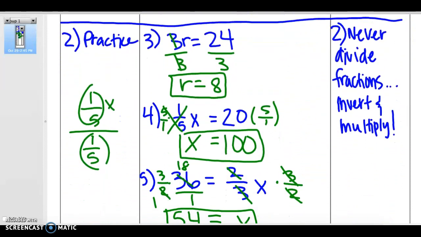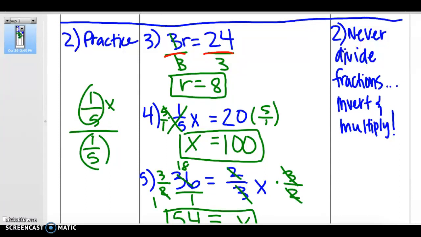So over here, what is the first thing we need to do? Get the variable alone. So for example, in this problem number 3, we have 3 times r equals 24. So to cancel out multiplication, we divide both sides by 3. r equals 8. All right.